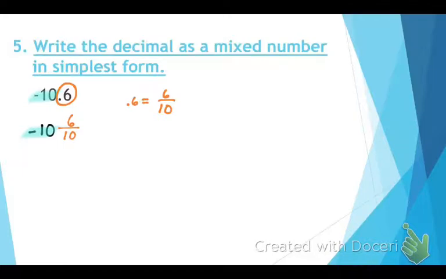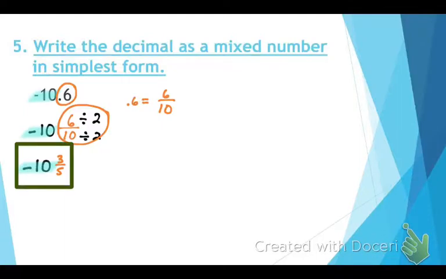Is that reduced as much as it can be? No. So I'm still going to bring down my negative 10, but now I have to reduce that 6 tenths. What can go into a 6 that can also go into a 10? 2. Divide by 2 on top and bottom. Now, what does this fraction equal, class? 3/5. So the final answer is negative 10 and 3/5.